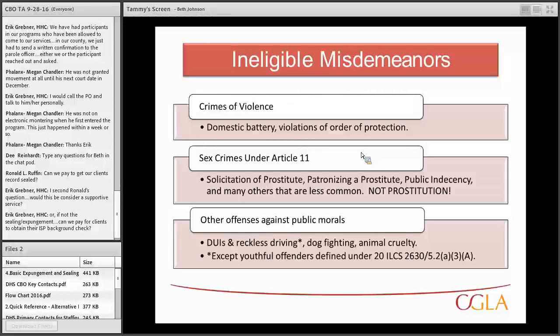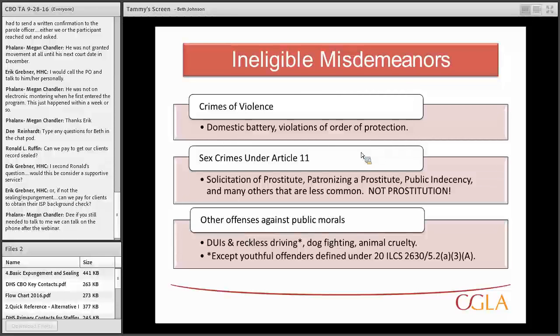Soliciting a prostitute, patronizing a prostitute, public indecency. Note that prostitution is eligible for sealing, so it's not included within this exemption. And then any offenses which are against the public morals, because we didn't know how else to define them except drunk driving and dogfighting. So these are the offenses when it's a misdemeanor, aren't eligible when you've been convicted of it. So please note that any case that results in a dismissal or an acquittal is eligible. These exclusions only apply when you are actually found guilty and convicted.